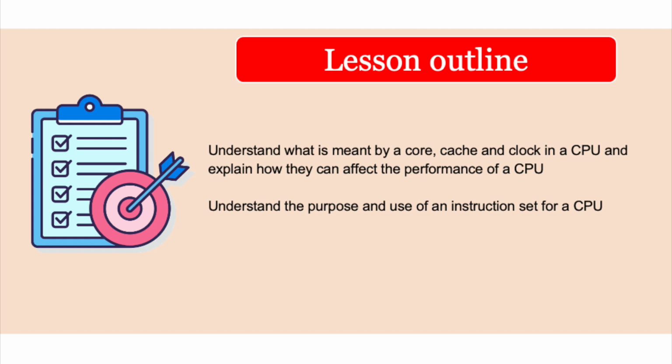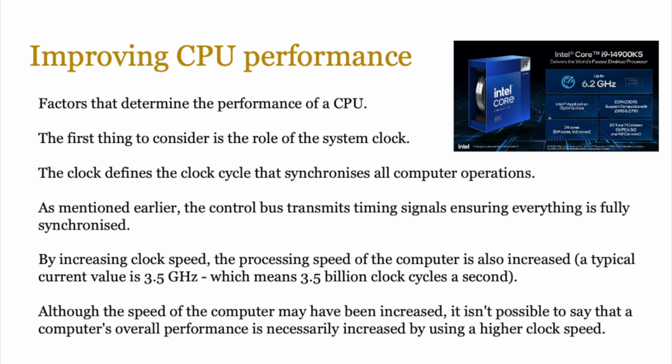The first thing to consider is the role of the system clock itself. The clock defines the clock cycle, and this synchronizes all computer operations. And we know that from the von Neumann architecture. The control bus transmits timing signals, ensuring everything is fully synchronized. And by increasing the clock speed, the processing speed of the computer is also increased. Now, a typical current value is 3.5 gigahertz, which means 3.5 billion clock cycles a second.